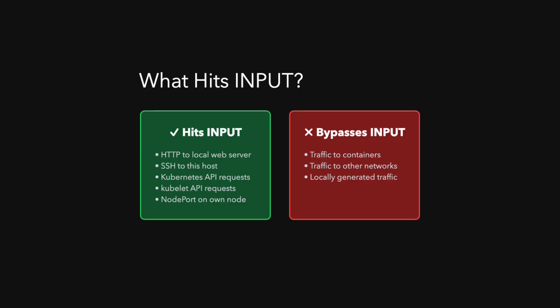It can be state-based filtering, and we can protect kubelet and etcd APIs on Kubernetes nodes with these rules on the input chain. And what traffic hits input? It can be HTTP requests to a web server running on this host, SSH connections to this host, Kubernetes API server requests, kubelet API requests. What traffic does not hit input is traffic being forwarded, for example, to a container; it hits forward. Traffic being forwarded to another network also hits forward, and locally generated traffic uses output instead. So if you can't connect to a service running on the host, you can check the input chain rules.